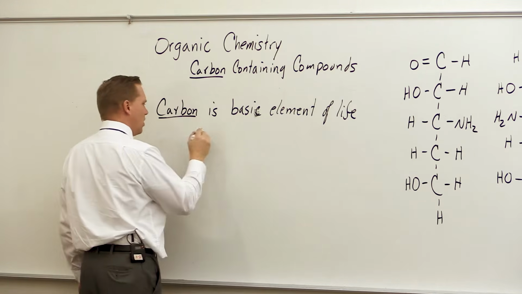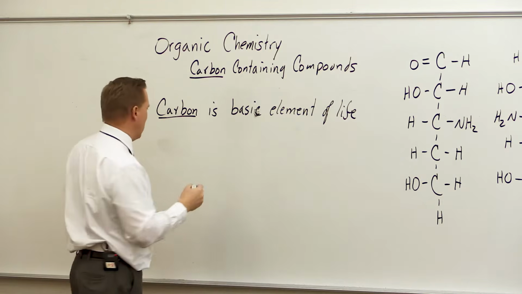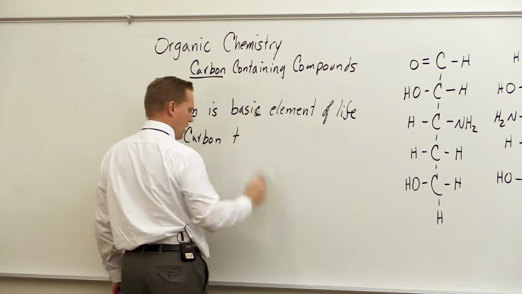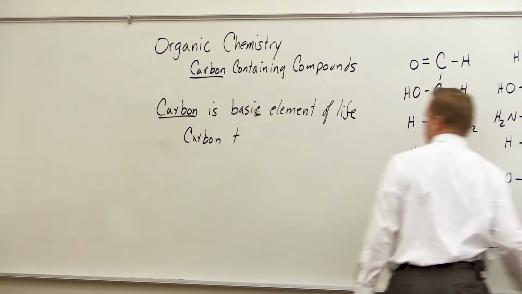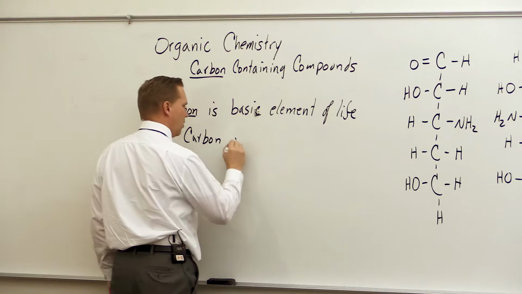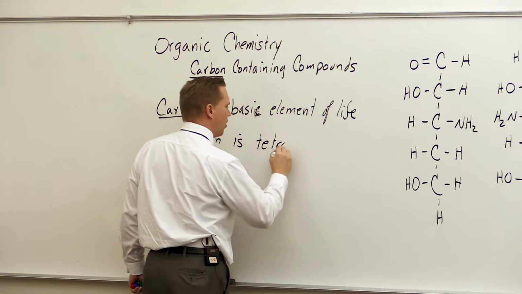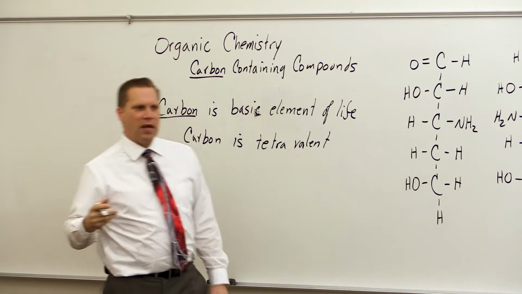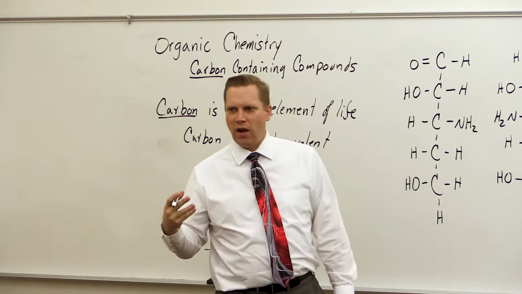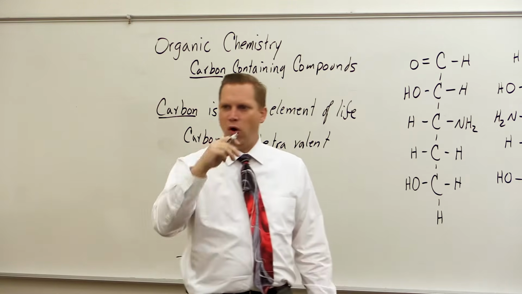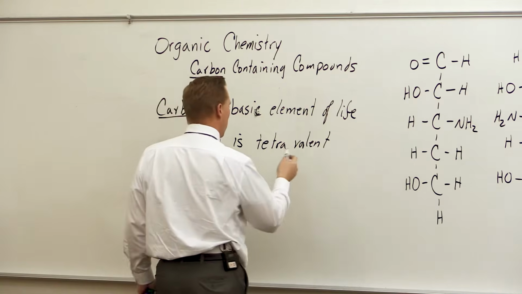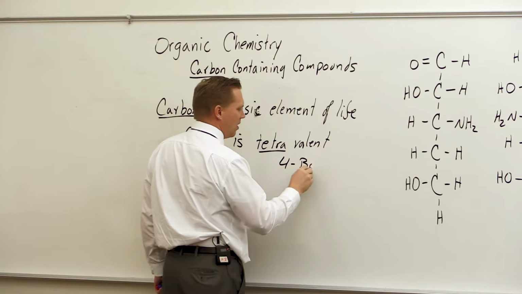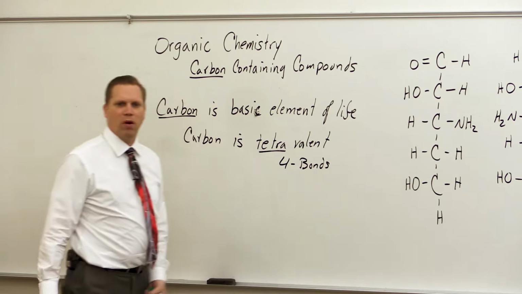Well, the biggest reason has to do with its valence. So carbon, you learned in earlier lessons, is tetravalent. So carbon is tetravalent, which means that carbon has 4 valence electrons, and therefore also has a valence of 4 openings that it can form bonds with other elements. So by tetravalent, really what we mean is that carbon has the ability to form 4 bonds.